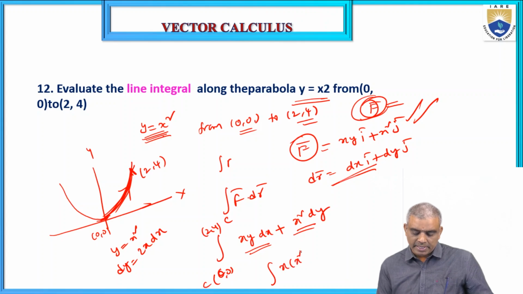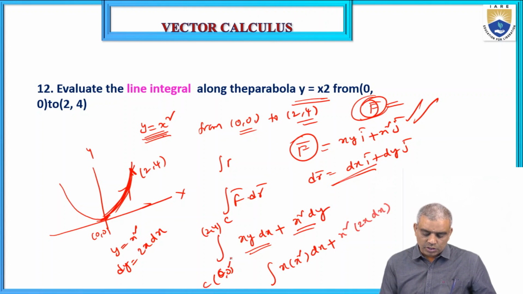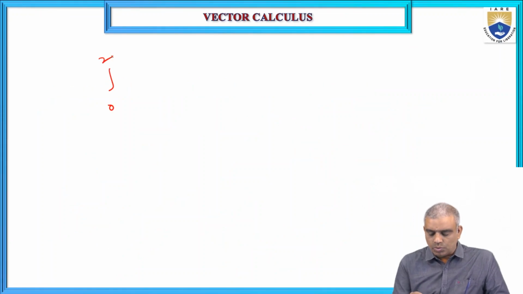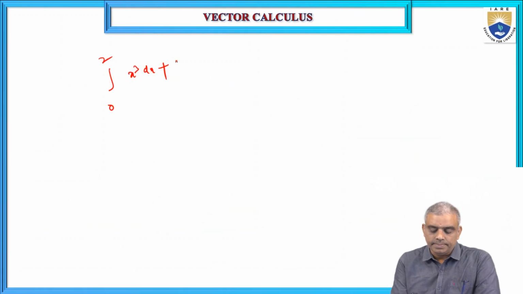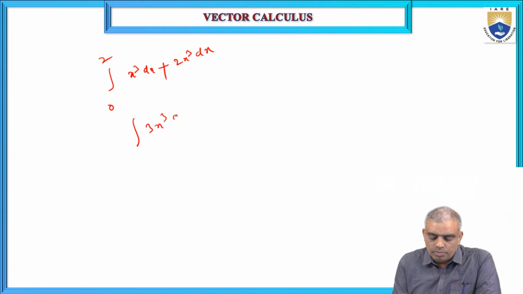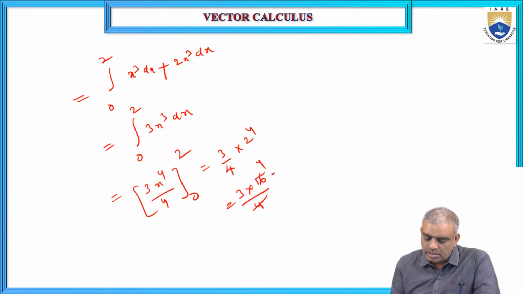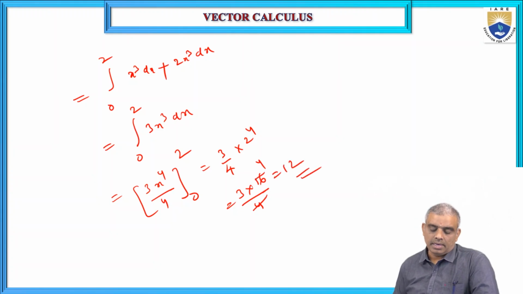So I can substitute y as x square, so xy dx becomes x cube dx, and x square dy becomes x square into 2x dx. The limits are not y limits but x limits, because all the terms are converted into x terms, so this is 0 to 2. So the integral from 0 to 2 of x cube dx plus 2x cube dx, that is 3x cube dx between 0 and 2, which equals 3 x power 4 by 4 between 0 and 2. So 3 by 4 into 2 power 4, that is 3 into 16 by 4, which is equal to 12. So in this way, we can calculate the line integral.